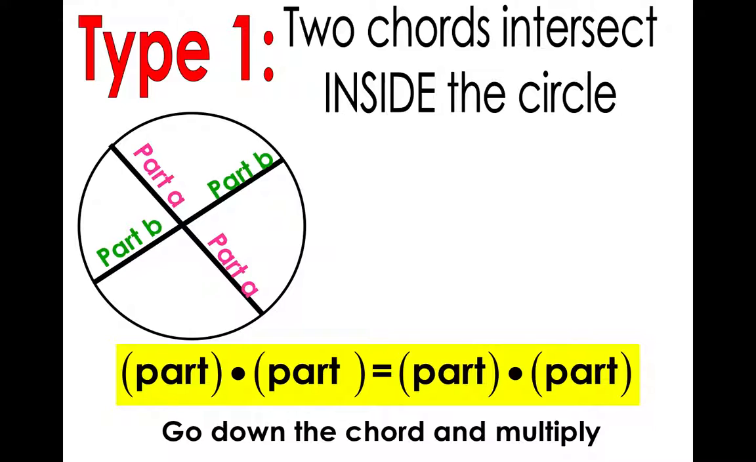Because what that is saying is that I'm multiplying both parts of line A, no matter what they are, together. We'll get to some examples. And I'm going to set that equal to both parts of line B, or chord B. So you can actually put part A and then part A and then part B and part B. Also, make sure you write that you go down the chord and multiply.